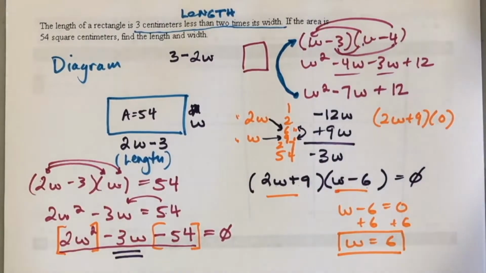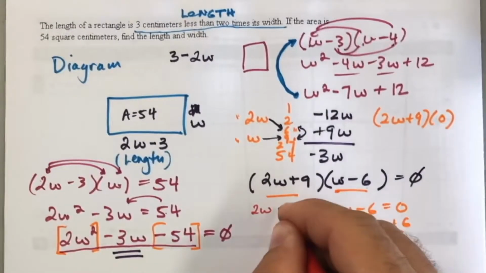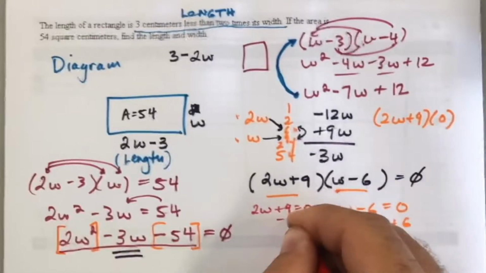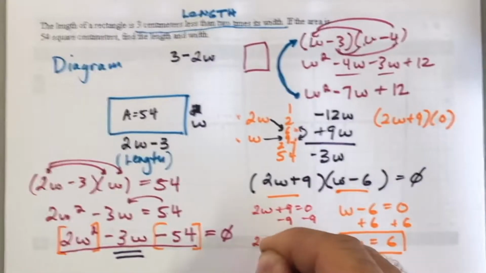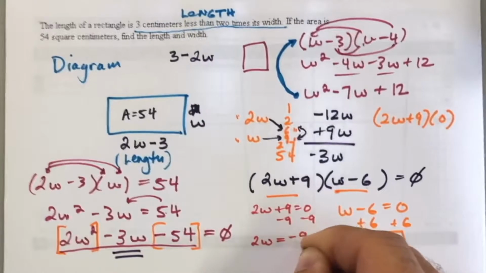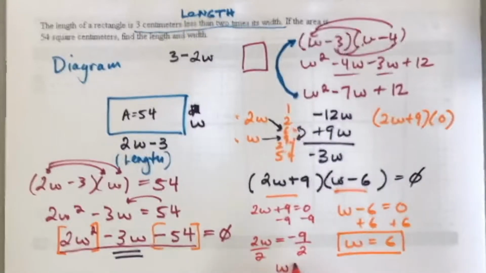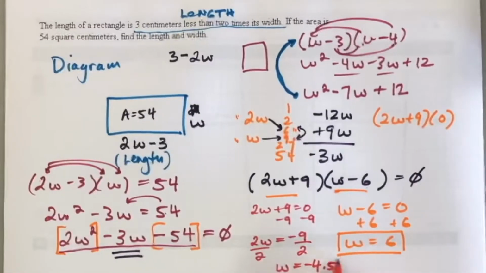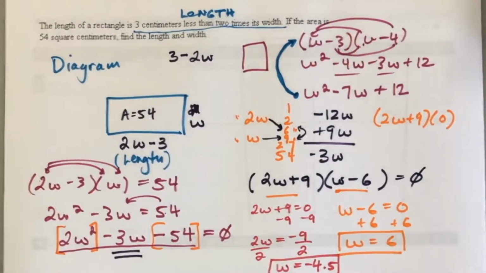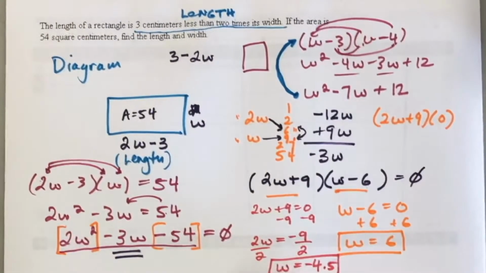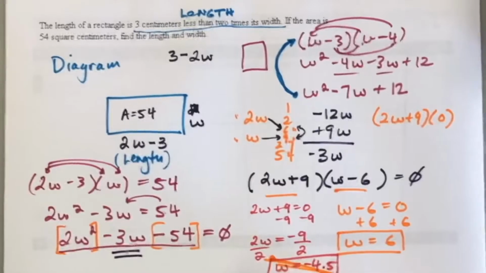Now, watch what happens here. I'll do this another color just so you can see it. 2W plus 9. I want this to equal 0. Minus 9 minus 9. 2W is equal to negative 9 over 2. Now, this is a negative number. W is equal to negative 4.5. This makes absolutely no sense, because how could you have a distance of a rectangle, distance of a side negative? So I know that's not my answer.